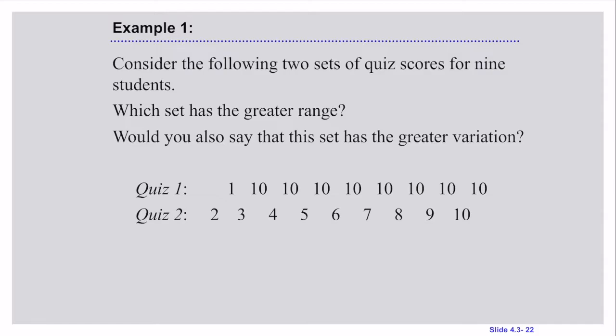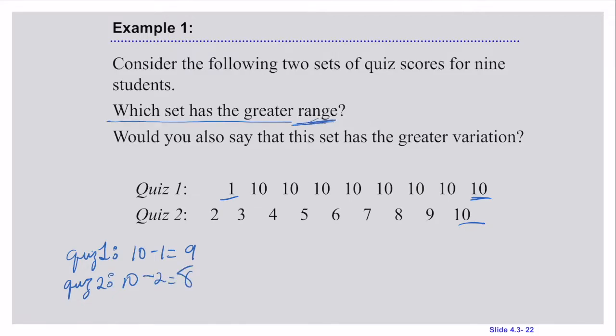So let's calculate range for quiz 1. Well, that's my maximum value, which is 10, minus my minimum value, which is 1. So we have a range of 9. For quiz 2, I have a maximum value of 10 and a minimum of 2, so I get 8. So which quiz has the greater range, the widest spread out? Well, that's going to be quiz 1.